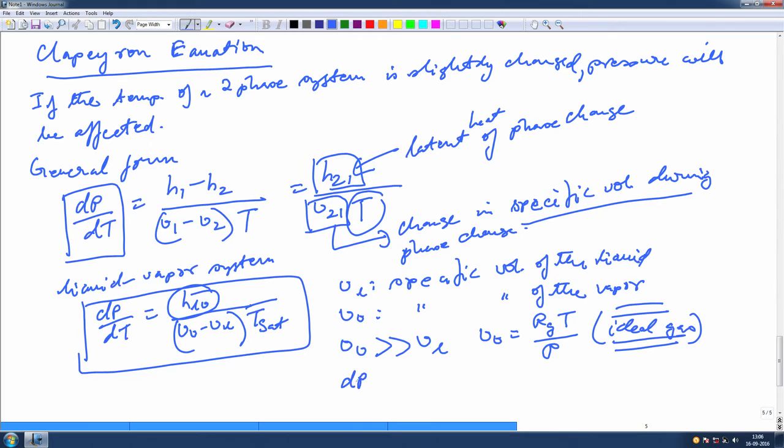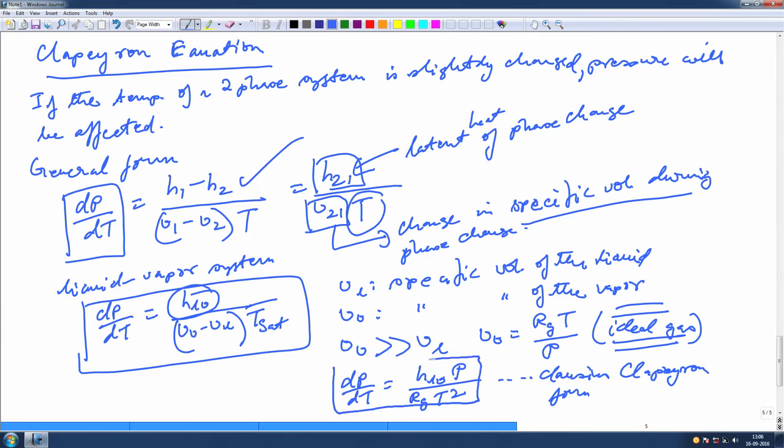So, this dP by dt is given as HLV into P divided by Rg T square, right. This particular form is called the Clausius-Clapeyron form, got it. So, this was the Clausius equation, and this slightly revised form is called the Clausius-Clapeyron equation. Clear on this particular part?